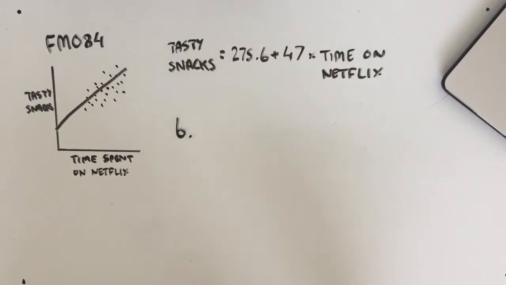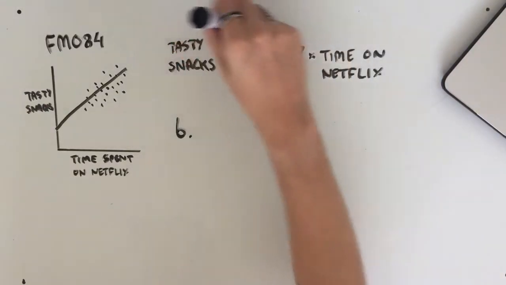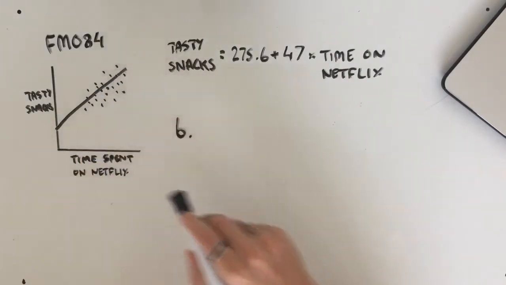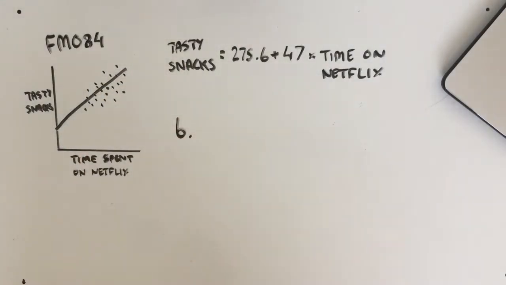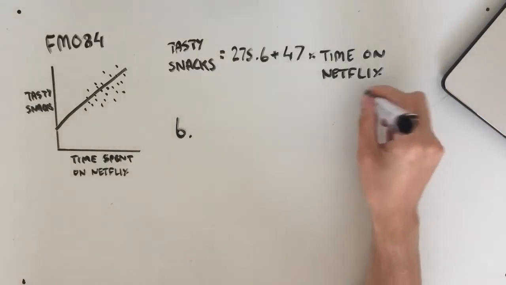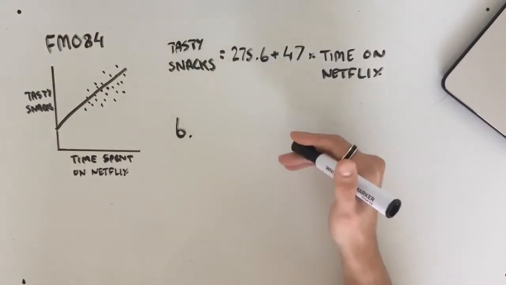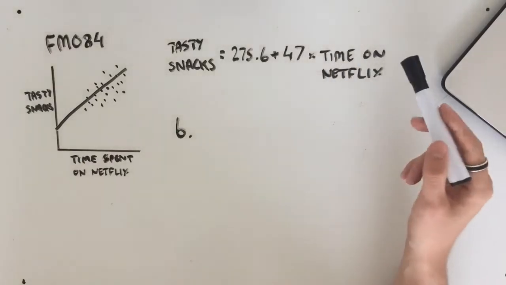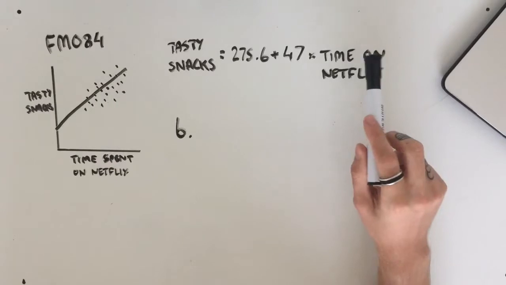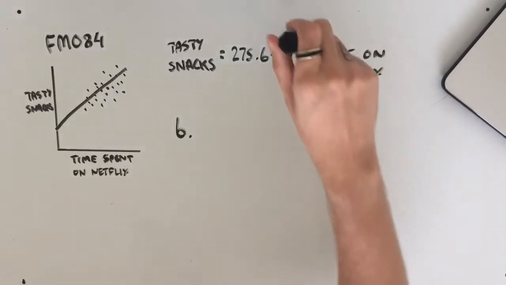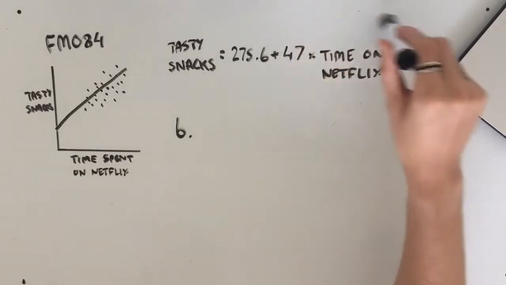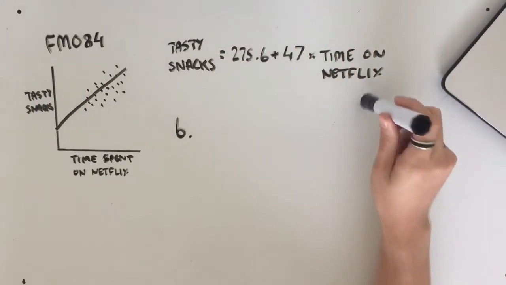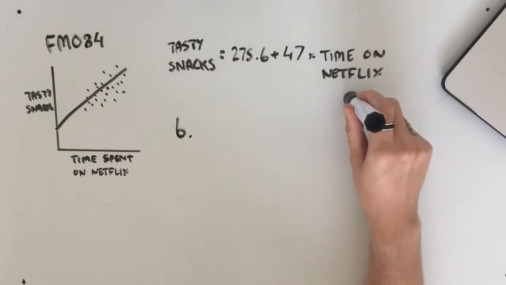So to take you guys through a bit of a practical scenario, we're using this equation here to figure out how much this line is increasing by, or how much our tasty snacks is going up by on average for each hour of Netflix. Each hour spent watching Netflix goes up. So if we say, for example, here that we spend zero time on Netflix, then this 47 is going to be times by zero equals zero. We're going to have 275.6 grams of tasty snacks being consumed watching 0 hours of Netflix.